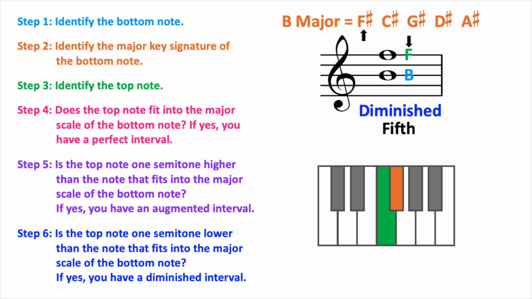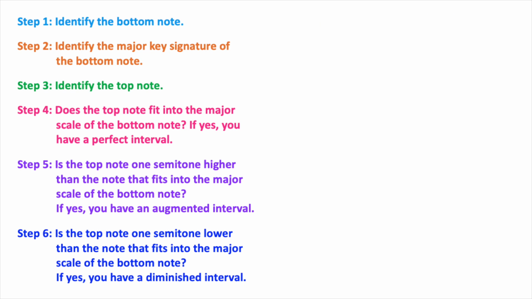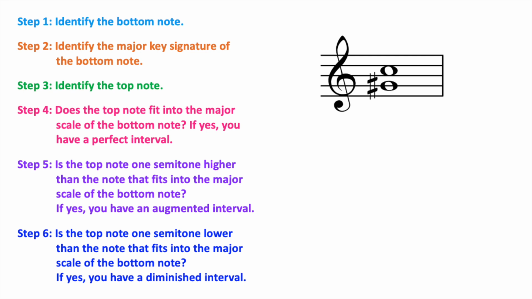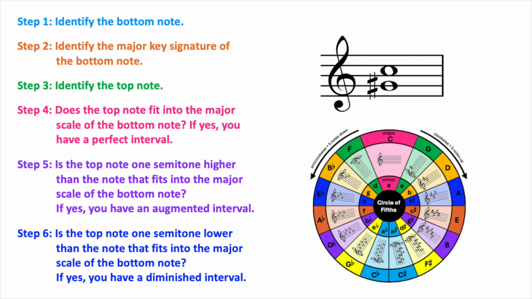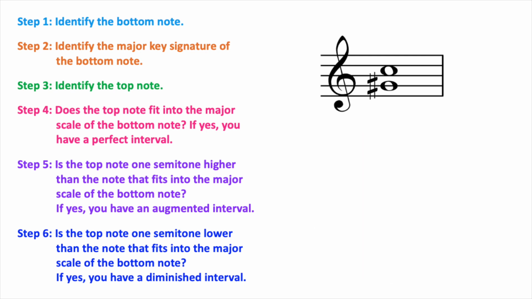In the previous video, I demonstrated how you can tell whether a unison, fourth, fifth, or octave is perfect, augmented, or diminished by looking at the major key signature of the bottom note of the interval. But what happens if you get an interval starting on a note that doesn't have a major key signature? Here we have an interval starting on a G sharp. If we take a quick look at our circle of fifths, you'll see that there is no G sharp. To work out this interval, we can use a quick little trick.